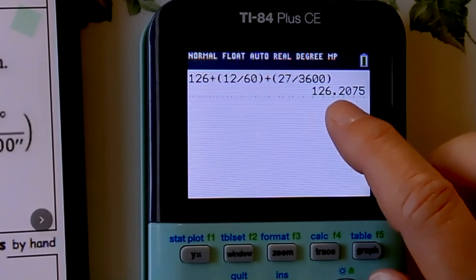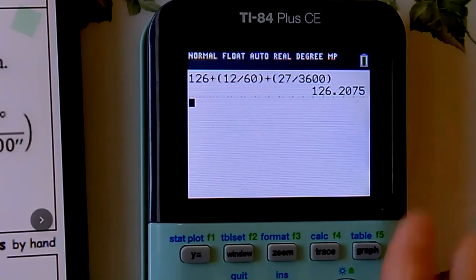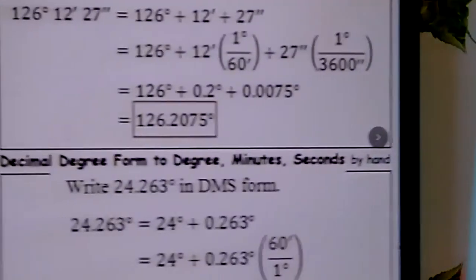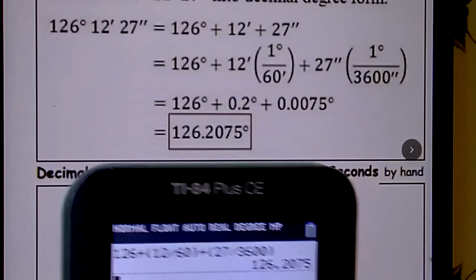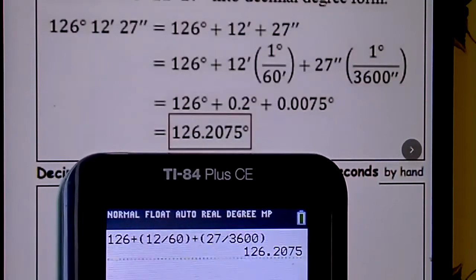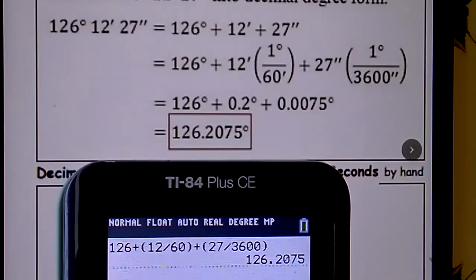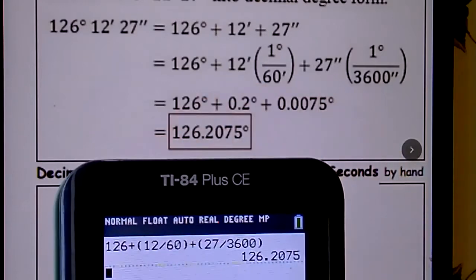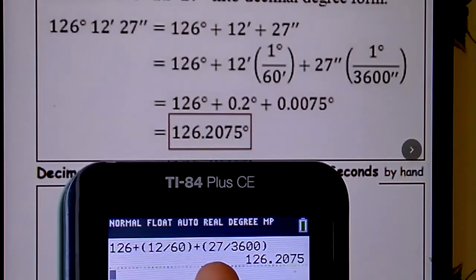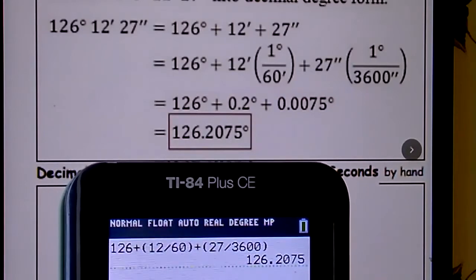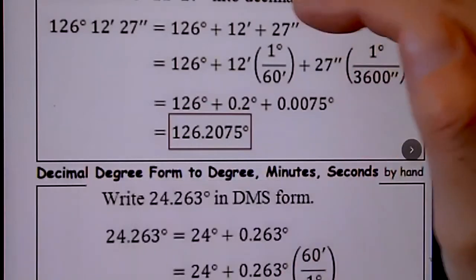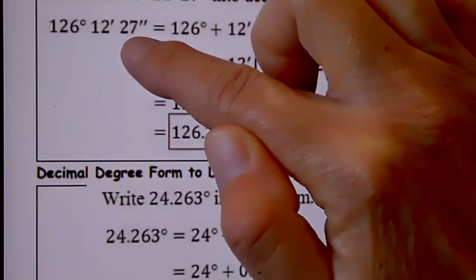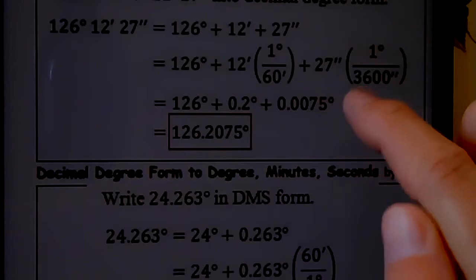And I end up with 126.2075. Okay, and again, if I bring this over here, you can see I get the same answer. So I am adding the 0.2 part on and the 0.0075, and when I add that all together, I get this. And this is my answer in decimal degrees. This one up here is my answer in degrees, minutes, seconds.